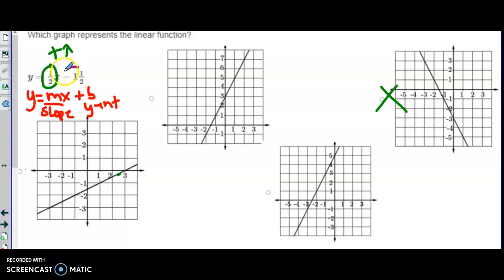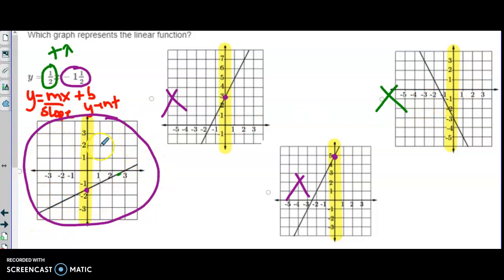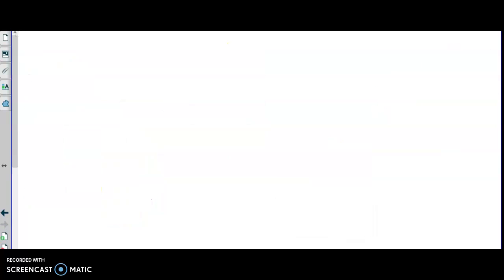Then I like to look at my y-intercept. This tells me where it crosses the y-axis. So I'm going to look at each of my y-axes and see which ones cross at negative 1.5. Okay, so here, this crosses at negative 1.5. That one's okay. Here it crosses at 3. That's not okay. Here it crosses at 5. That's not okay. And that one's already a goner. So this one has to be my answer because it has a positive slope and it crosses the y-intercept at negative 1.5. Oh, that's it.